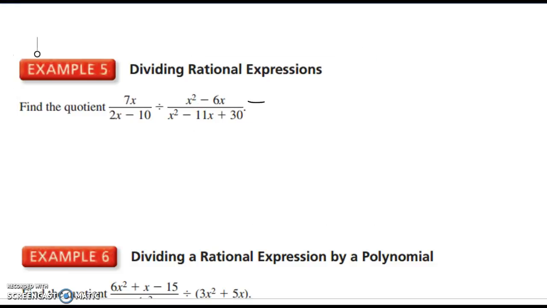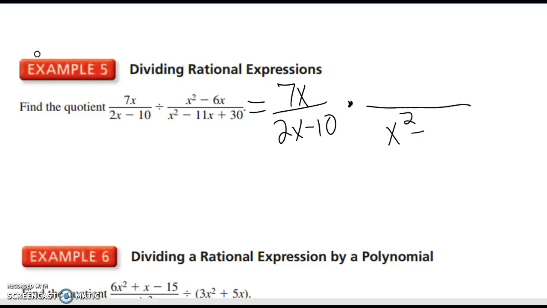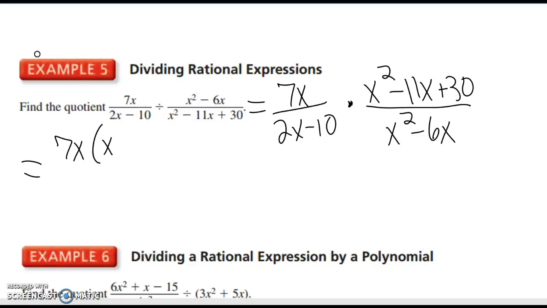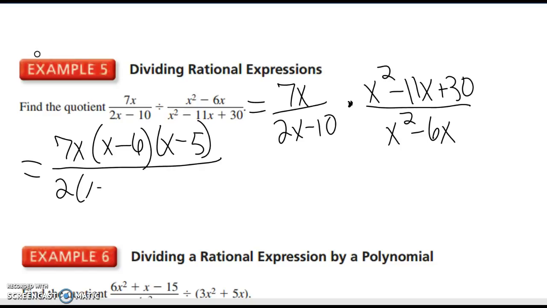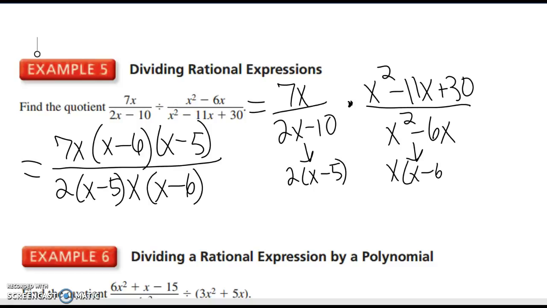I'm going to keep the first one, 7x over 2x minus 10, change to multiplication, and flip my last part. So I'll have x squared minus 6x in the bottom, and x squared minus 11x plus 30 in the top. Now, before I simplify this, I want to think about factoring. I want to factor both the top and the bottom here, so I'm going to get 7x times x minus 6 times x minus 5, all divided by 2 times x minus 5 times x minus 6. I factored this right here into 2 times x minus 5, and I factored this right here into x times x minus 6.